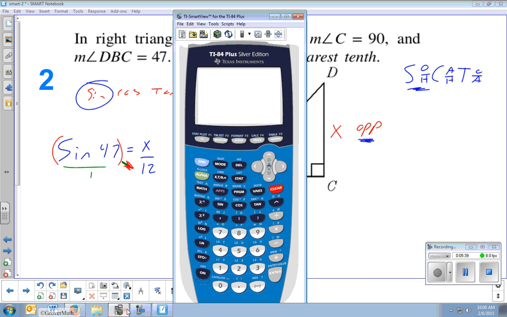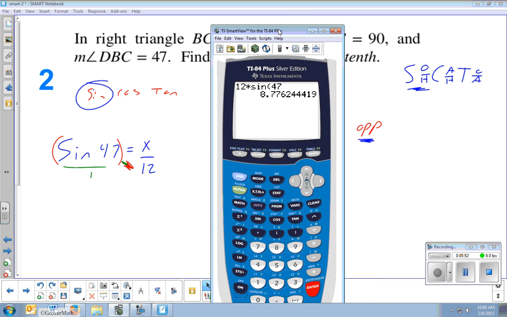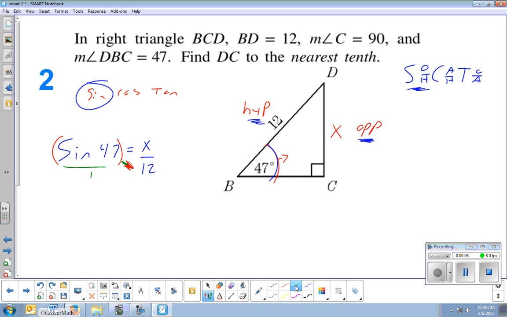And a good way to avoid that is to always put that side measurement before you do the function theta. So 12 times sine 47 is 8.76. And what does this question say? Round to the nearest tenth. So that would be 8.8, and so x equals 8.8. That's basically it, but let's practice a little bit more.